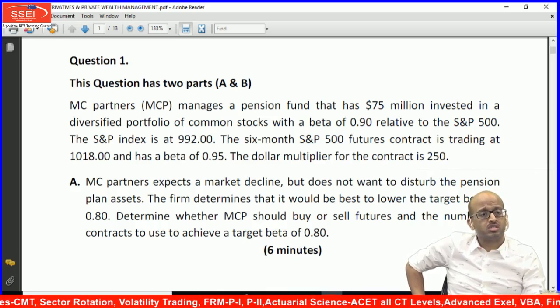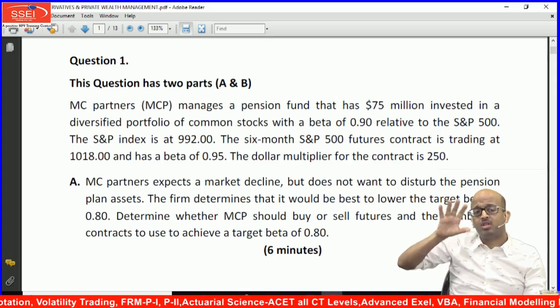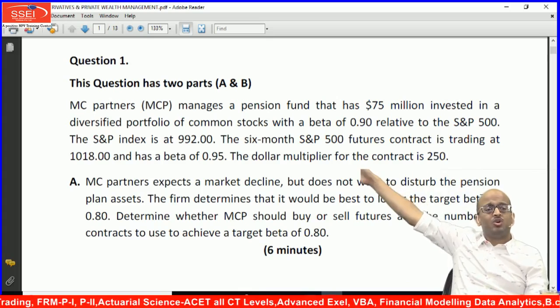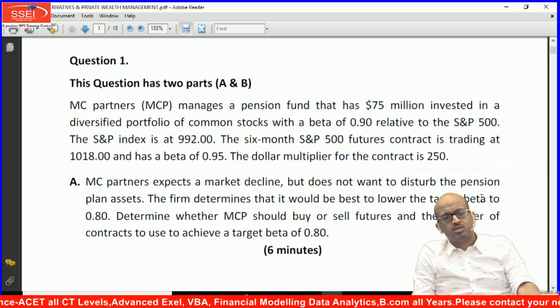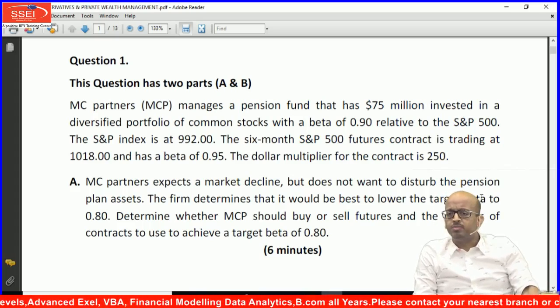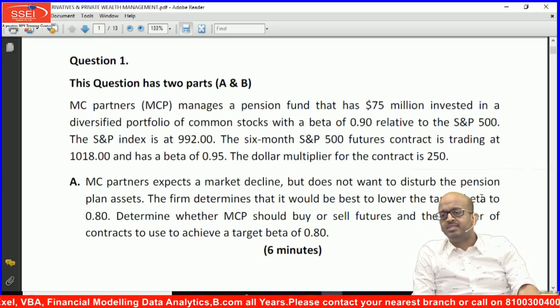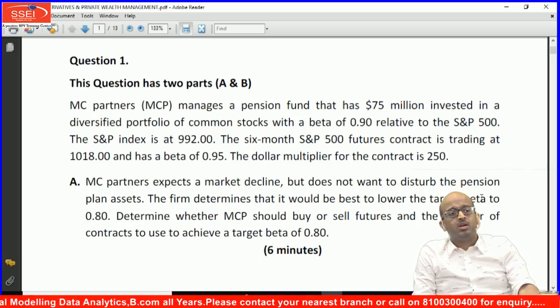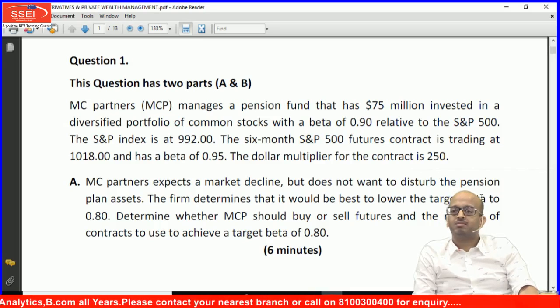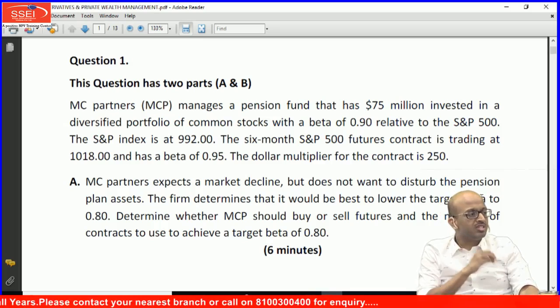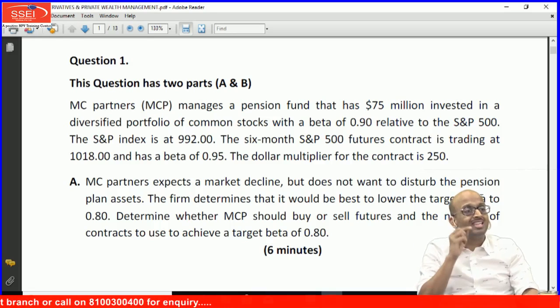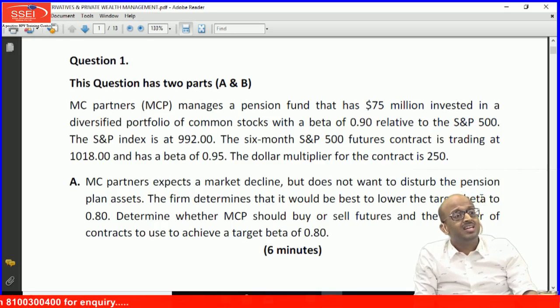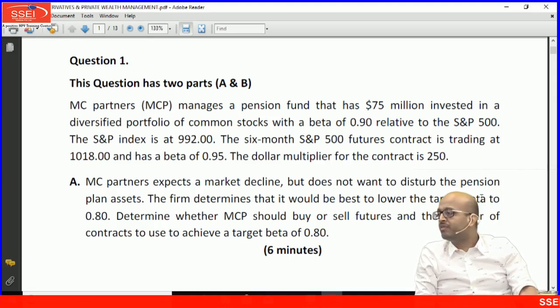The S&P futures. Daily, when the market changes, Nifty and Nifty futures change in the same direction. Nifty goes up, Nifty futures go up. If you observe, they never go up by the same percentage, but they go up or come down approximately by the same percentage, which means that the beta of Nifty futures is almost 1.